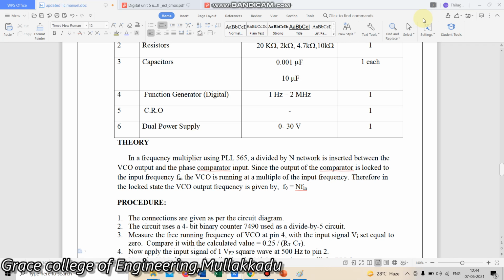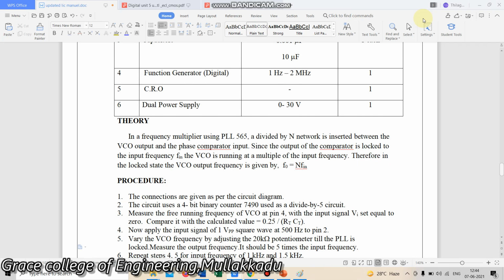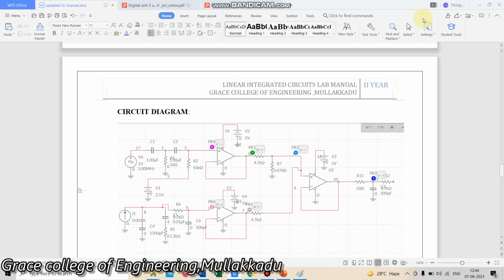Since the output of the comparator is locked at a particular input frequency, the VCO is running at a multiple of the input frequency. Therefore, in the locked state, the VCO output frequency is given as F0 equal to N Fi. Okay. Then we are going to see the circuit diagram of this PLL using operational amplifiers.